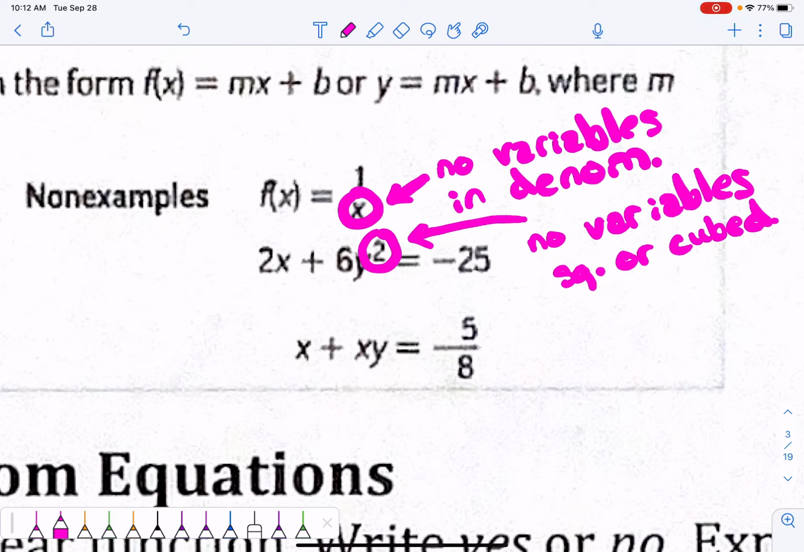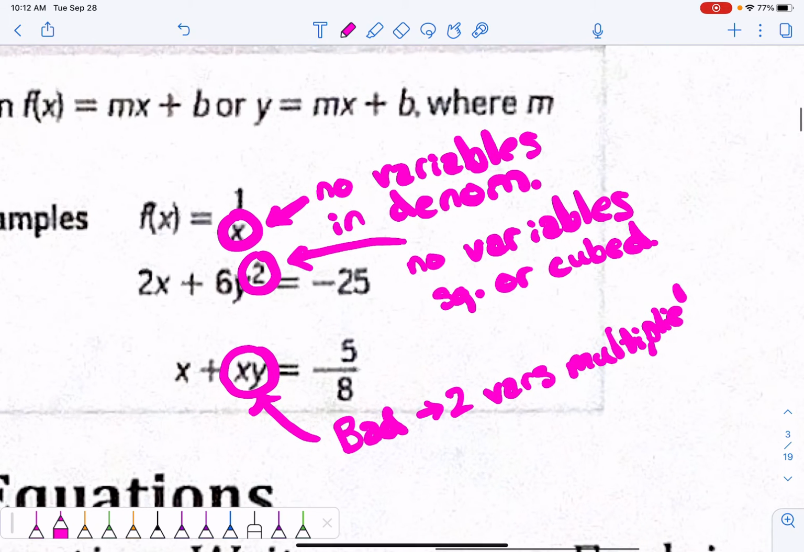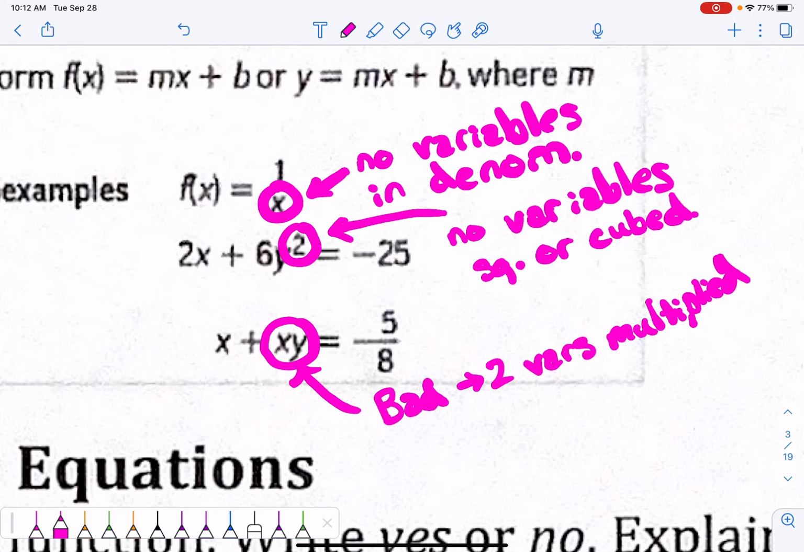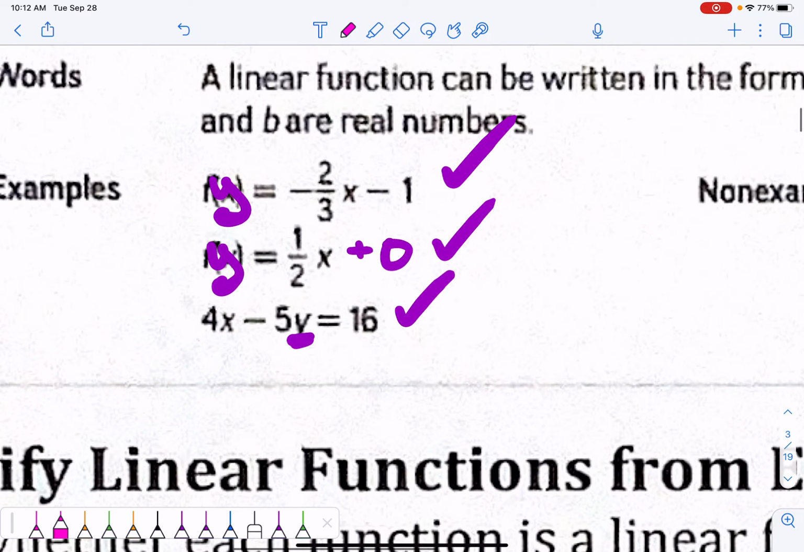And then this last one, we have an x and a y that are being multiplied together. So this is bad. Two variables multiplied, not good. I can't write multiplied. I think that's how you spell multiply. Anyway, so we don't want two variables that are multiplied together. So things like that are considered non-examples. Those are not linear functions. Later on in this chapter, we'll identify like what those would look like. But for the most part, these are not going to look like lines when we graph them. They're not going to look like linear functions. These all will, okay?